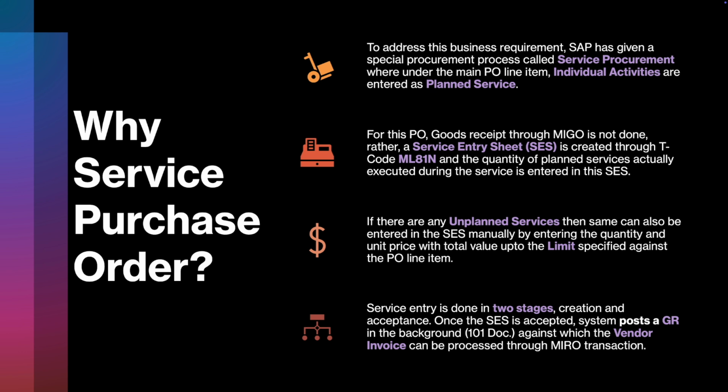That is, first you will enter the services and save the service entry sheet. Then once you accept that service entry sheet, only then will a GR document get created in the background with movement type 101, and only then will your GRIR account entry happen. Once this GR is posted, you can simply process the vendor invoice through T code MIRO, and then you can make the payment to the vendor.